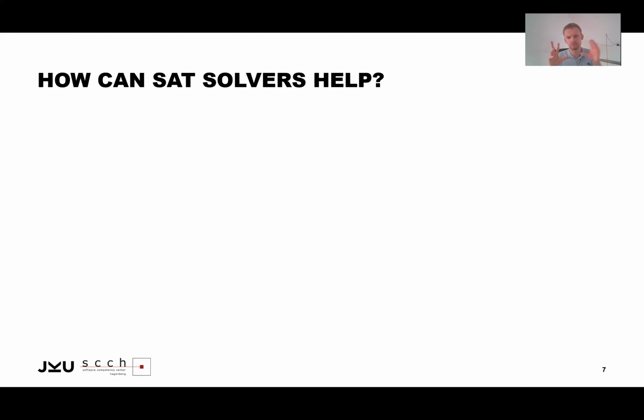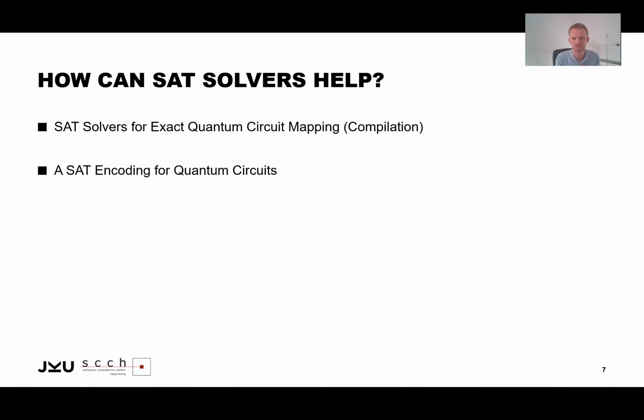And this motivates my talk here. I want to sketch two particular examples where I believe SAT solvers can help. One example where we have already successfully proven that SAT solvers can help, and another example where we have some ideas, but still some challenges, some obstacles to overcome. The first problem I want to talk about is using SAT solvers for what is called exact quantum circuit mapping, which is part of compilation. And the second part is how we can maybe derive a SAT encoding for quantum circuits in general, so that we can solve general quantum circuit design tasks with it. Those two issues are going to be covered in the next couple of minutes.